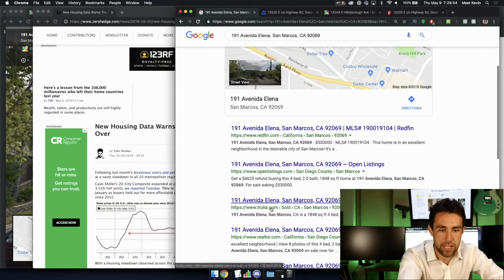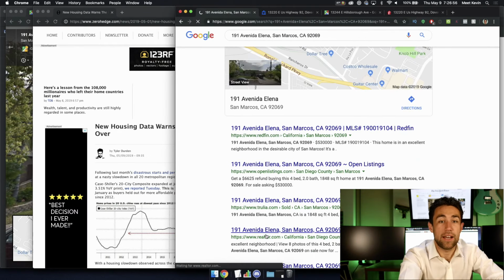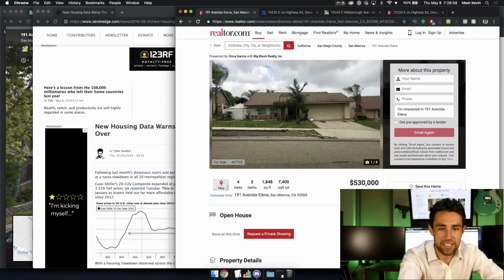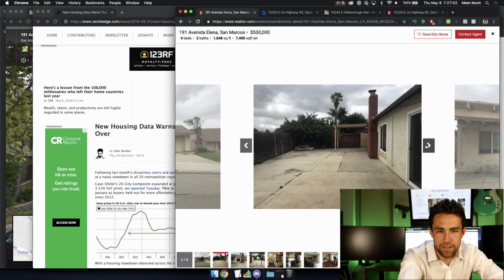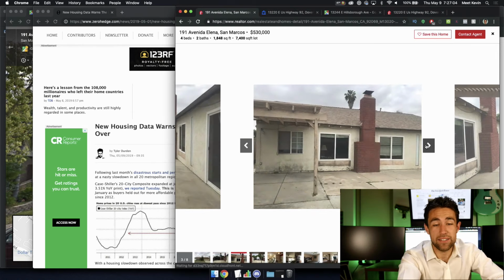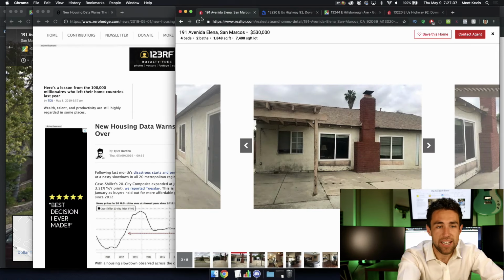So I am not clicking on Zillow because I'm mad at them. I'm actually going to do another video on them soon. Okay, here we go. So let's look at the pictures. It's a 4-bedroom, 2-bath. I like it. Backyard is all concrete. I mean, you could change that if you wanted a patch of grass.